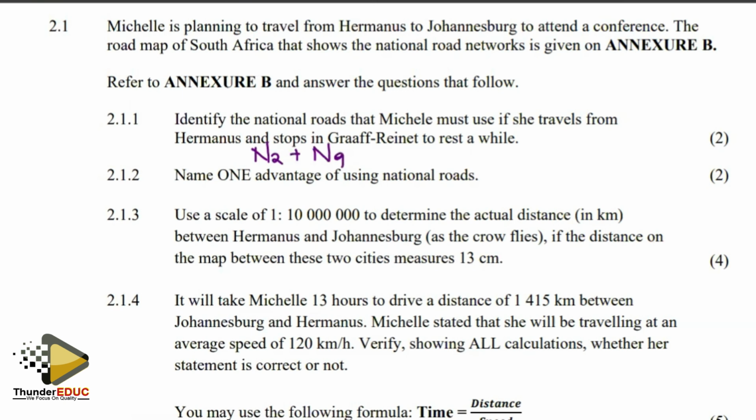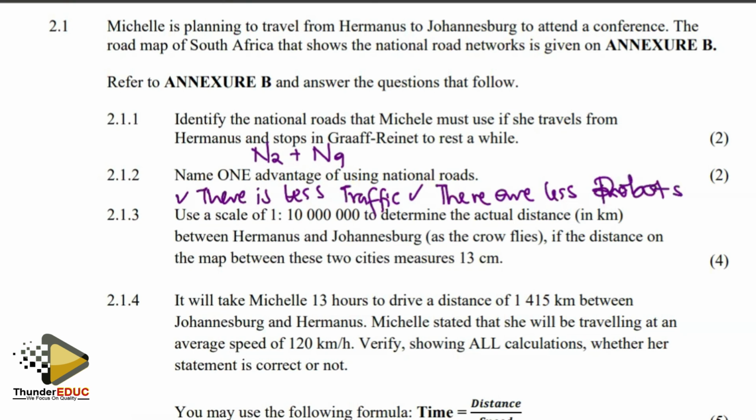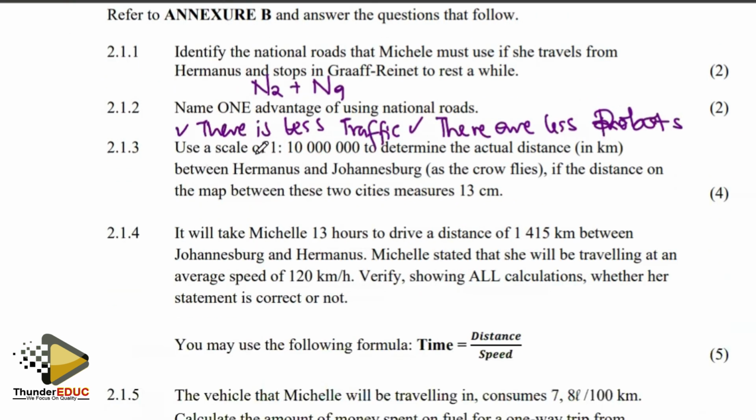So we write here the roads: N2 and N9. Name one advantage of using national roads. We can say there is less traffic, and there are fewer traffic lights, which you call robots. There are fewer robots.